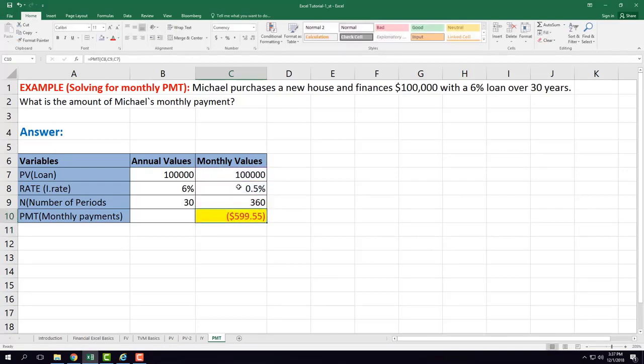It's going to be some value in minus. So this is going to be $599. It's red and in parentheses because it means that it's a negative value. So this guy is supposed to make almost $600 every month for 30 years.